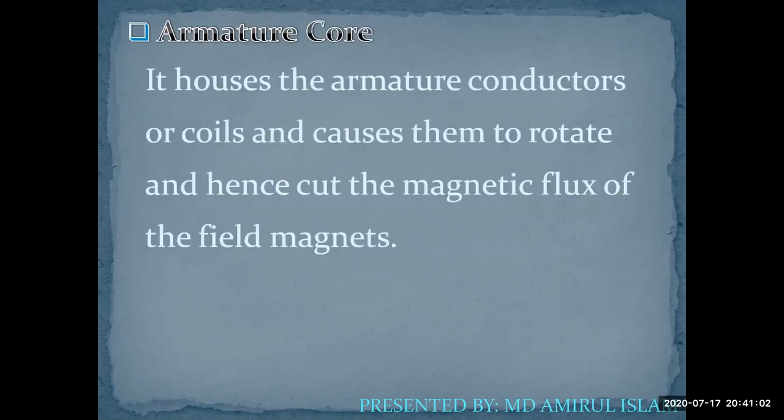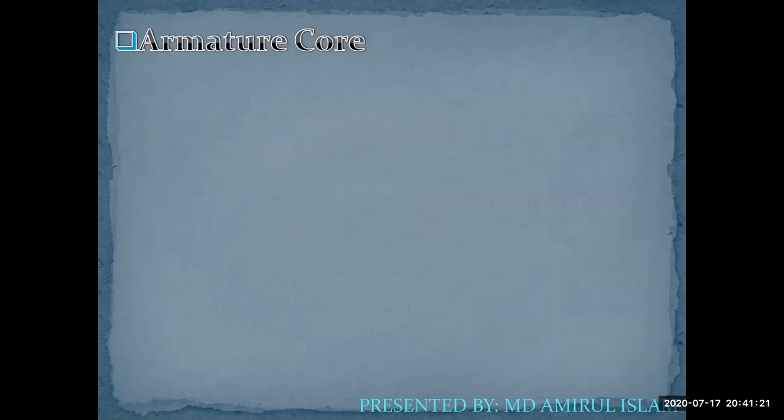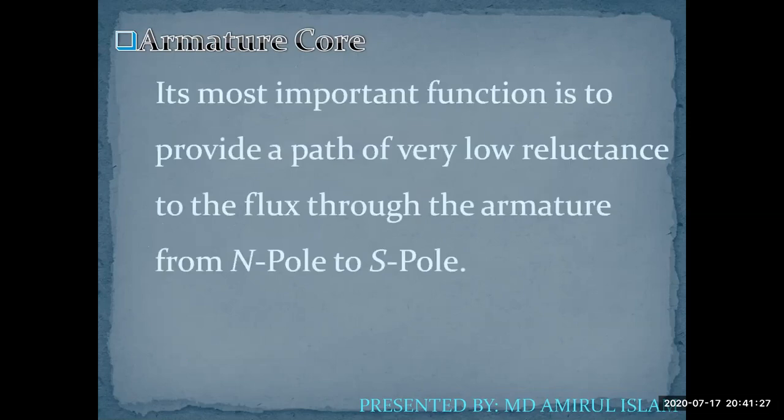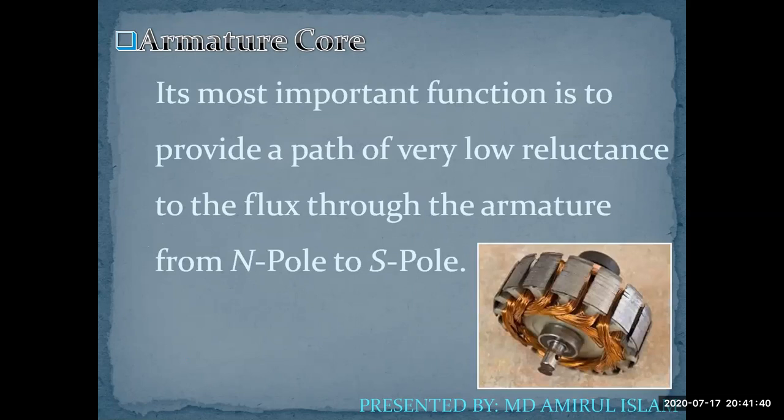Armature core: it houses the armature conductors or coils and causes them to rotate and hence cut the magnetic flux of the field magnets. We can see in the figure the coil winding of the armature core. Its most important function is to provide a path of very low reluctance to the flux through the armature from N pole to S pole.